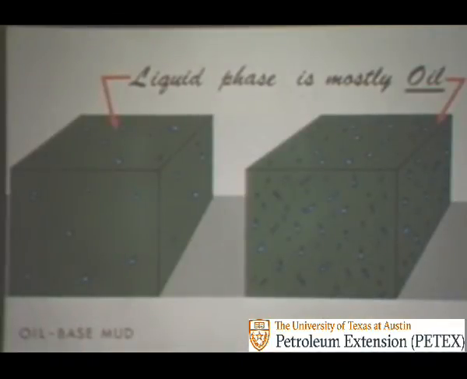Let's take a closer look at oil muds. There are two kinds of oil muds, oil-base mud and invert-oil mud. Since in both types the liquid phase is mostly oil, any problems associated with water causing damage to a formation are minimized.